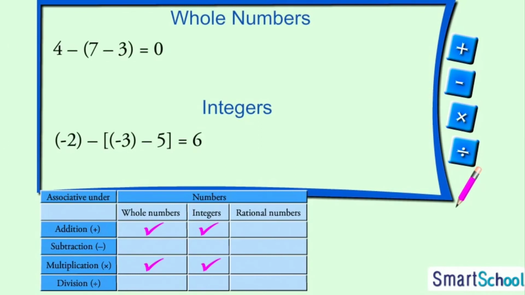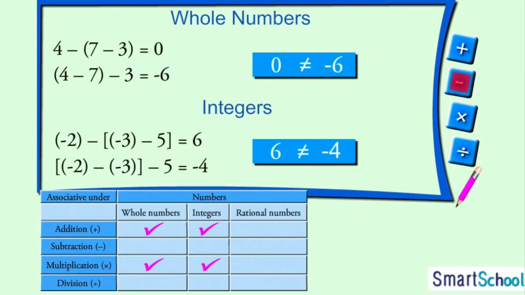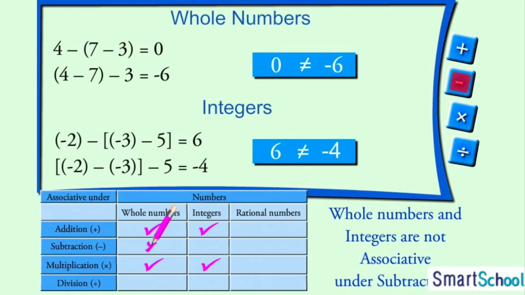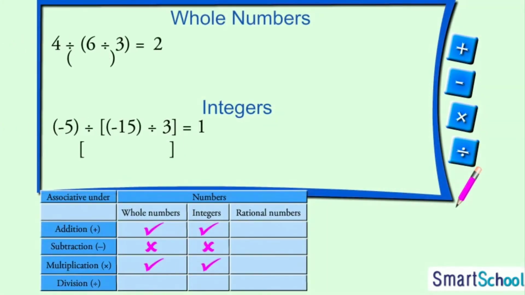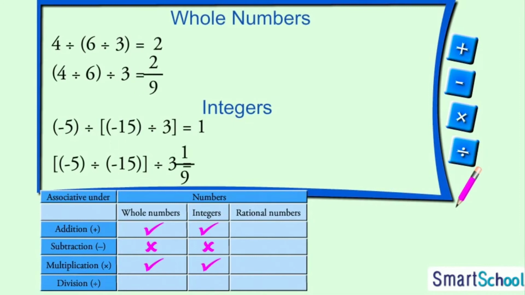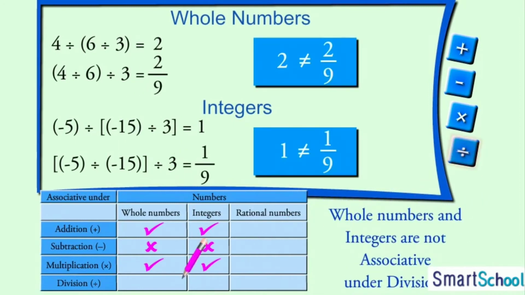In case of subtraction, we see that on changing the order, the result also changes. This implies that whole numbers and integers are not associative under subtraction. Here, we can see that like under subtraction, under division too, they are not associative.